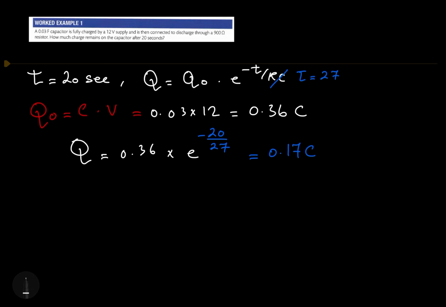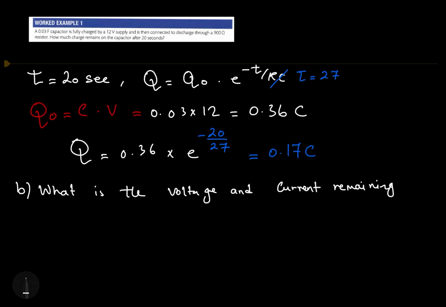Now, the question could also ask you for the amount of voltage or the amount of current remaining on the capacitor. So I'm going to add these by myself. So B, what is the voltage and current remaining, of course, on the capacitor after 20 seconds?